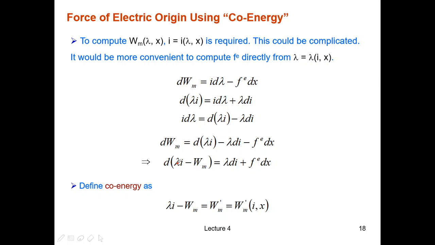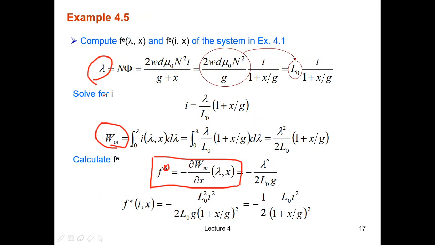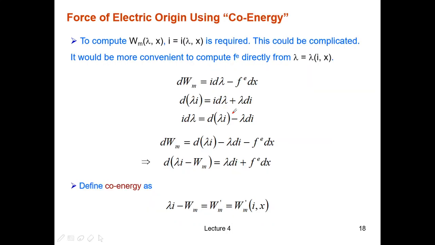But that is a very special case where you can easily get the current as a function of the two variables lambda and x. In the general case, we normally have lambda as a function of I and x, and it may be difficult to solve for current as a function of lambda and x. Therefore it would be more convenient if we can compute the force directly from lambda as a function of I and x. So let's see how we do that.